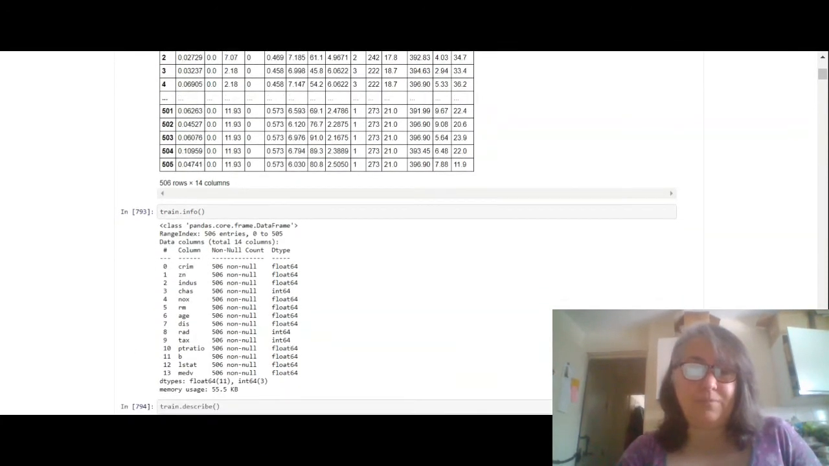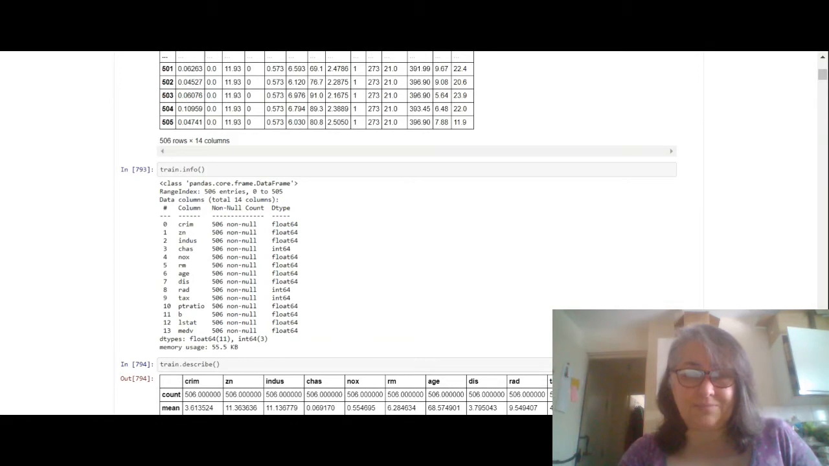So we're going to look at some info on the Boston data set. You see it's got a total of 14 columns and 506 entries.